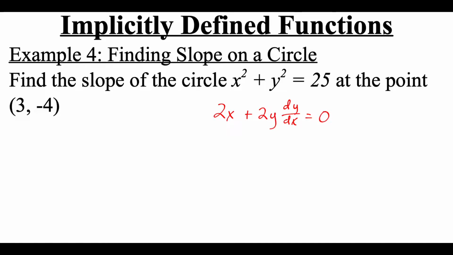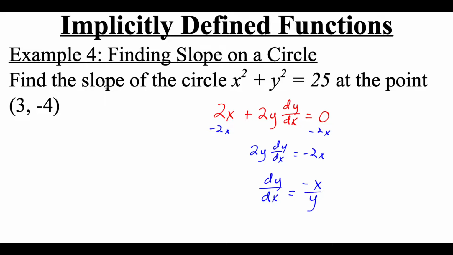Now we want to solve to get dy/dx alone. The first thing we have to do is subtract that 2x over to the right-hand side. So we get 2y times dy/dx equals negative 2x. I want to divide that 2y over to the right-hand side, so I get dy/dx equals negative x over y. So this is my derivative.